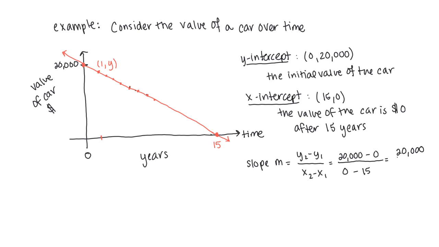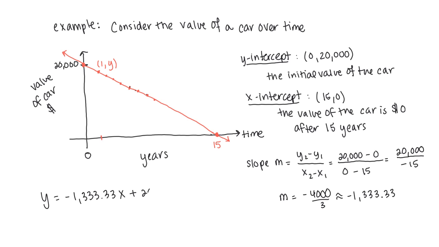So our slope is negative, which should make sense because this is a downhill line. And let me just go ahead and clean this value up. You can reduce this to negative 4,000 over 3, but as a decimal, and to think about it in terms of money here, this is approximately negative $1,333.33. So the equation of my line is y equals negative 1,333.33x plus the y-intercept, which is 20,000. So this is the equation of my line.